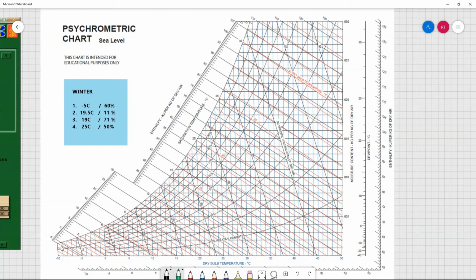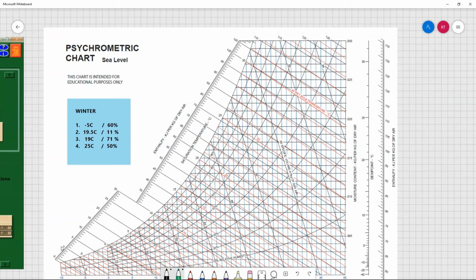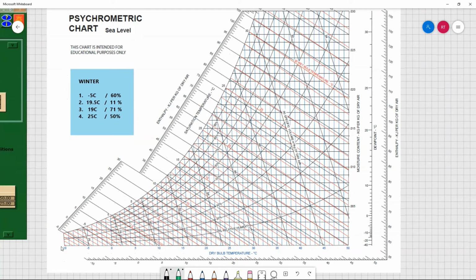Okay, so I have a psychrometric chart here. And what we're going to do is, first of all, figure out where our points are. My first point, a dry bulb temperature of -5 brings me well onto the left hand side, and relative humidity of 60. So my 60 kind of comes down, my dry bulb of -5, and I think I end up somewhere around there. And that's my point number 1.